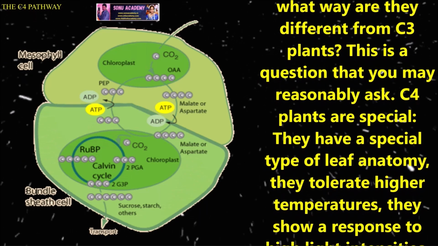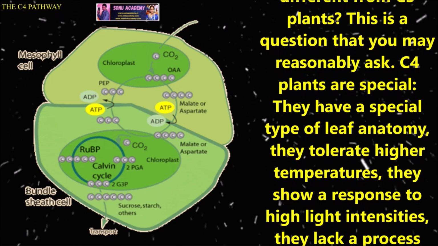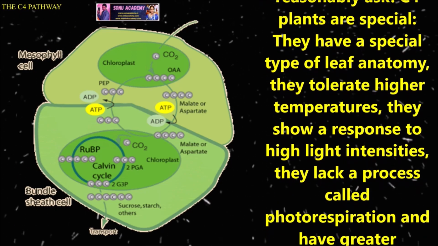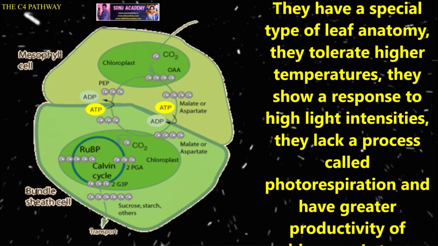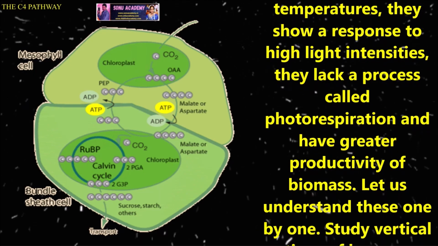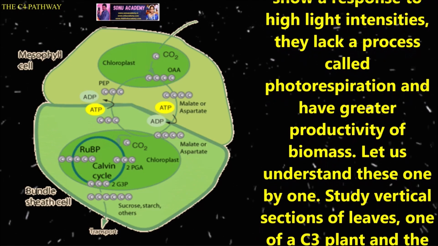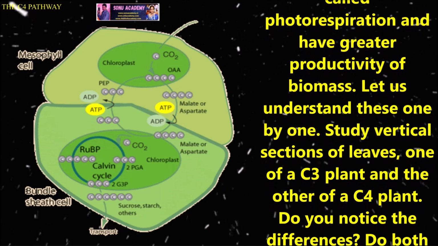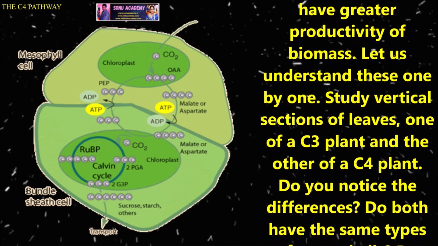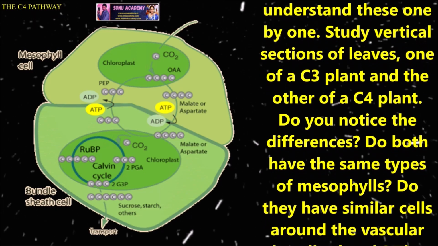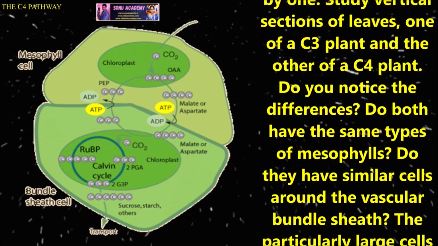C4 plants are special. They have a special type of leaf anatomy. They tolerate higher temperatures. They show a response to high light intensities. They lack a process called photorespiration and have a greater productivity of biomass. Let us understand this one by one. Study vertical sections of the leaf of one C3 plant and another of a C4 plant. Do you notice the difference?